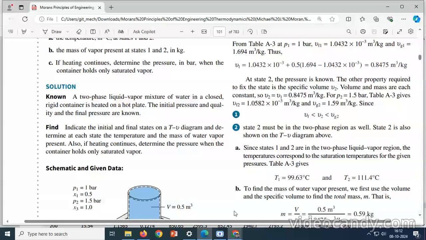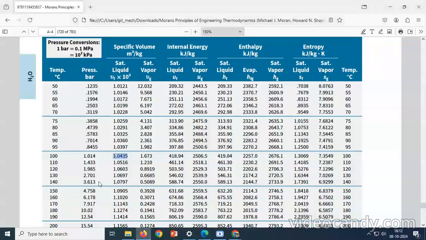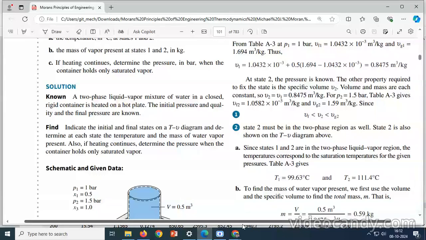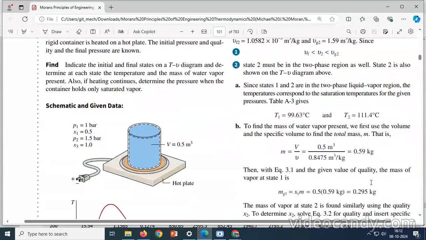At that point, you can interpolate, and I told you the temperature will be 100. How much are they telling? 99.63, or you can write 100. T2, the temperature here at 1.5 bar pressure, between these two points, whenever you write, what is the temperature? It is 110 plus something. If you interpolate, you will get around 111.4 degrees centigrade.